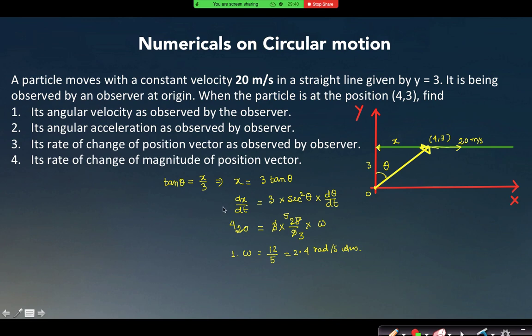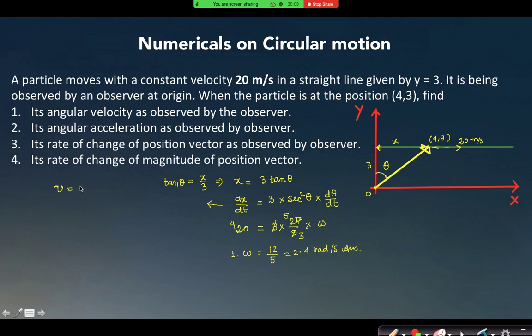Now come to the second question. How do I find angular acceleration then? Can anyone tell me how do I find angular acceleration now? So differentiate the equation dx by dt equals 3 sec square theta d theta by dt. Now I have a function of omega. Then I will differentiate the second equation that I have got. If I again further differentiate, let me write down this equation here.